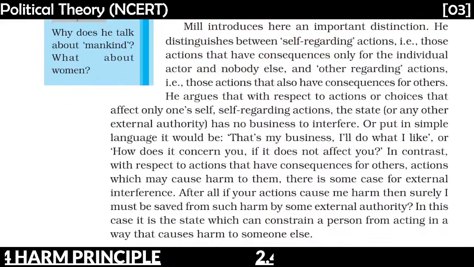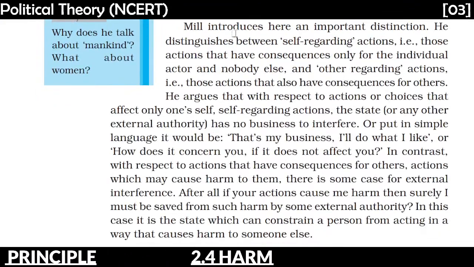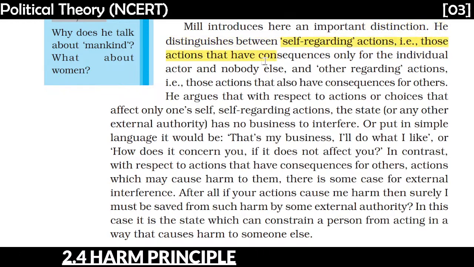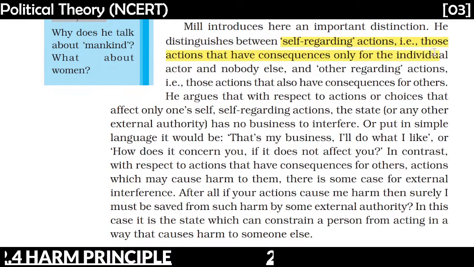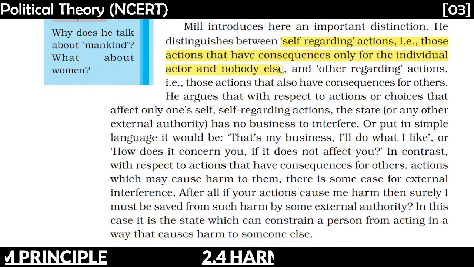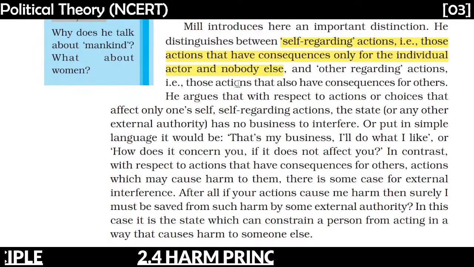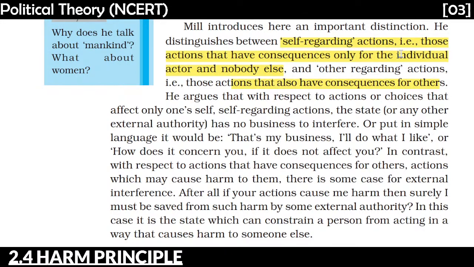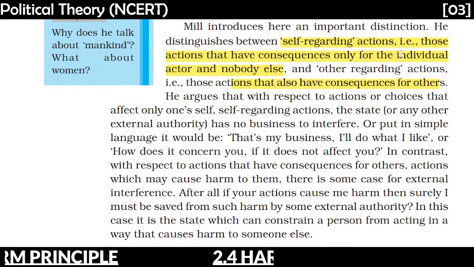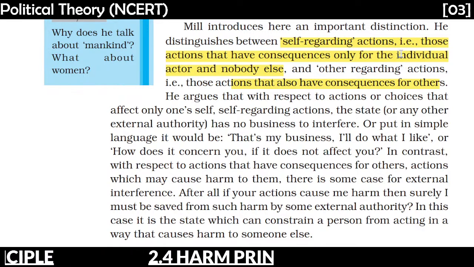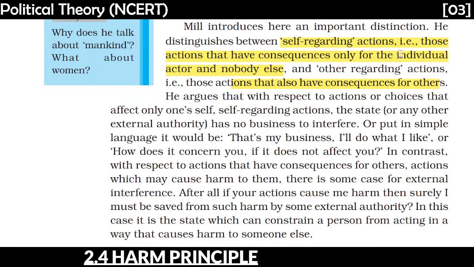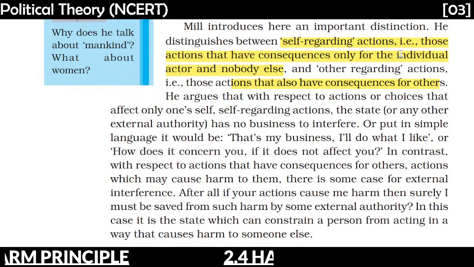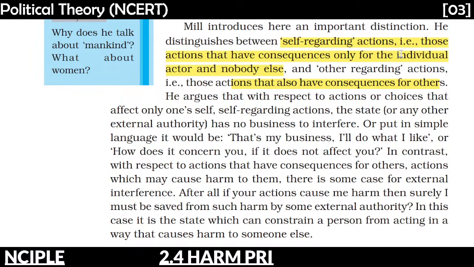So coming back to NCERT, Mill introduces here an important distinction. He distinguishes between self-regarding actions, that is, those actions which have consequences only for the individual actor and nobody else, and other-regarding actions, that is, actions that have consequences for others. So there are two types of actions. For example, if I study this political theory, then that will be beneficial for me. And if I decide to rob the bank, then that has consequences for others. That's a wrong act. So there are two types of actions according to Mr. Mill.